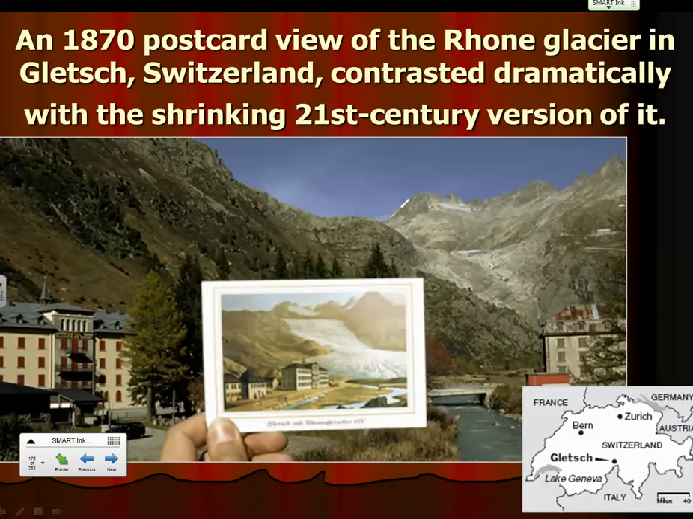This is neat, 1870 postcard view of the Rhone Glacier in Switzerland. And you can see in the postcard, the glacier is much larger than it is today. Today it's shrinking back, perhaps due to global warming.